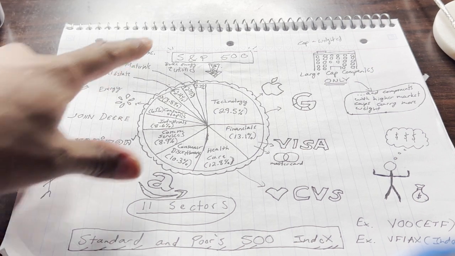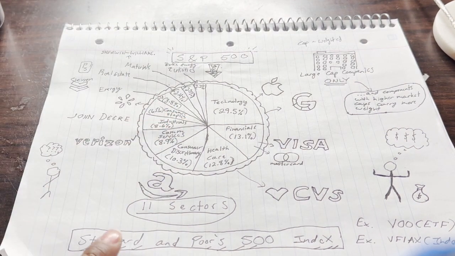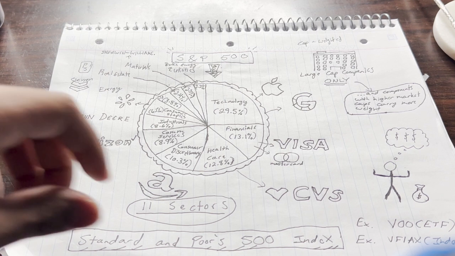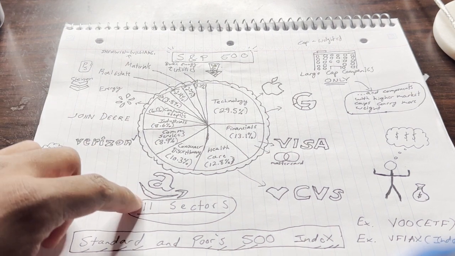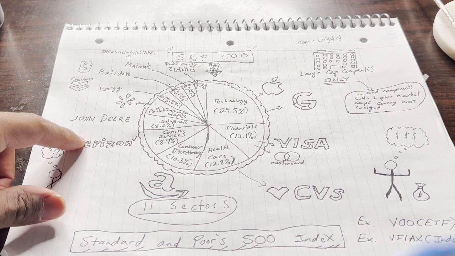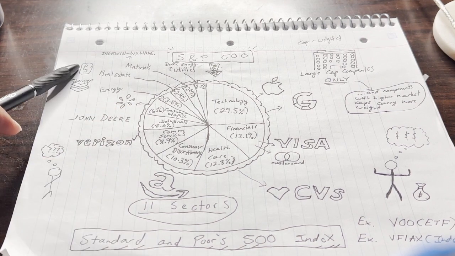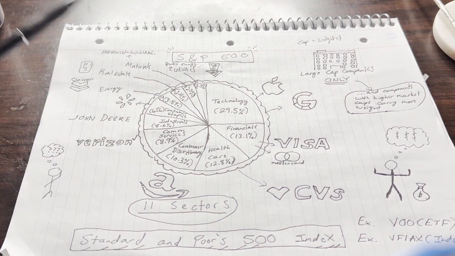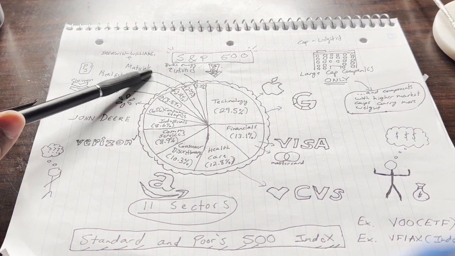So the S&P 500, it stands for Standard & Poor's 500 Index. It's large cap companies only, and it's comprised of 500, as the name suggests. It's comprised of 500 big companies, large cap companies. And we're looking at companies like Apple, Google, Visa, MasterCard, every company you see up here, Amazon, CVS, Verizon, John Deere, Walmart, Chevron, Public Storage, Sherwin-Williams, companies of that caliber, Duke Energy.